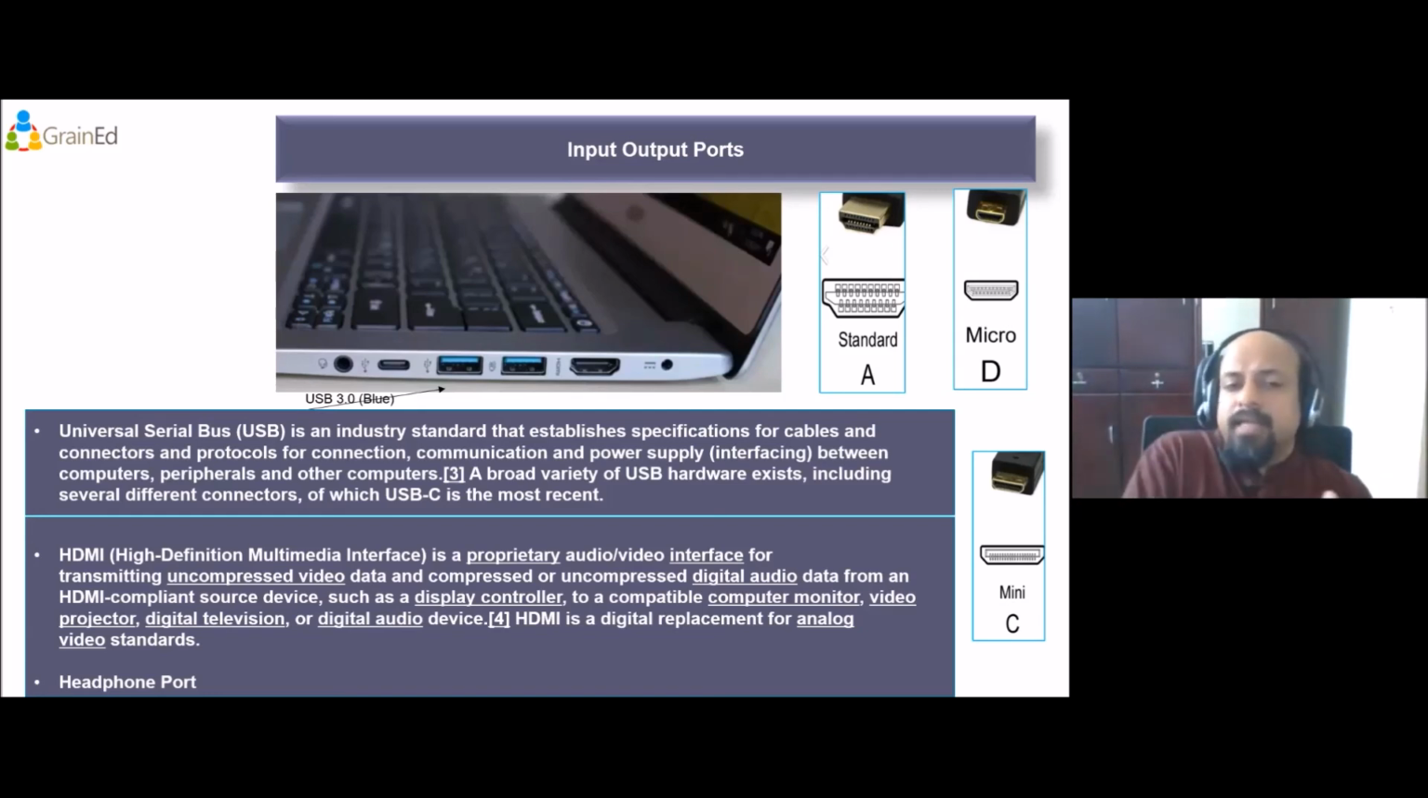So there are some color standards and all that. And if things change, it's a problem. So you have to continue to find that specific one if you are using older machines. So that's about input output ports, right?